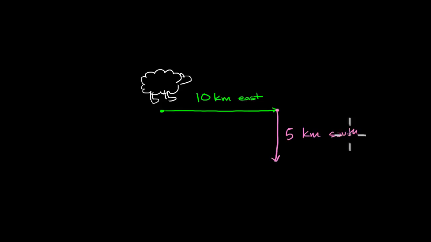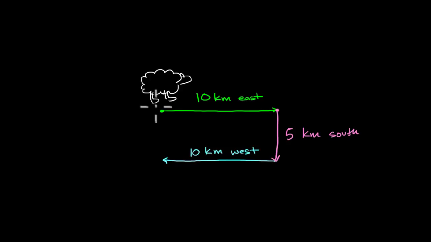And so in pursuit of tasty grass, it first goes 10 kilometers to the east. 10 kilometers east. And then it takes a right turn, and then it goes 5 kilometers south. 5 kilometers south. And then it takes another right turn, and it goes 10 kilometers west. 10 kilometers west. My question to you is, how far has this sheep traveled?